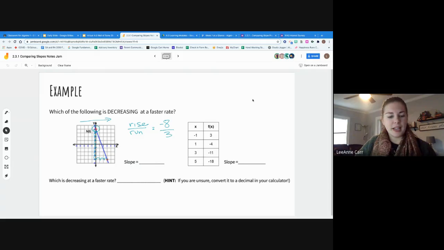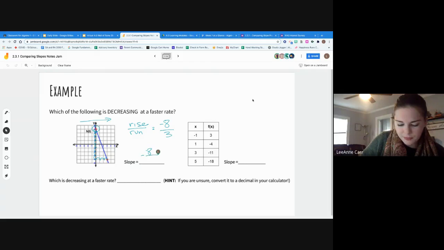Can I simplify that? Yeah, Caitlin says, no, I cannot. 3 does not go into 8, nice and pretty, unfortunately. So instead, we're just going to leave it as a fraction. I'm just going to leave it as -8/3.